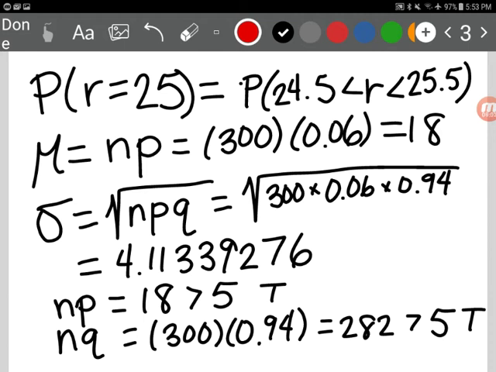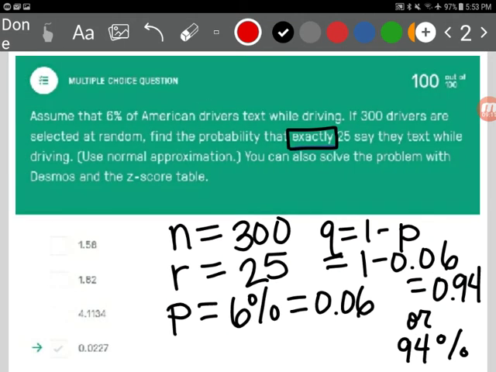We have everything we need. And I want to now go on Desmos to look at how to find this answer. And the question says they want to know, find a probability that exactly 25 say they text while driving. And we already see the answer is 0.027 in decimal. Convert that to a percentage, and that tells you how many people text while driving.